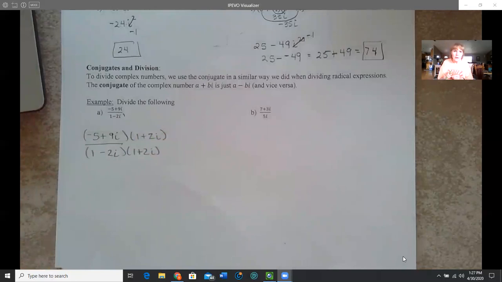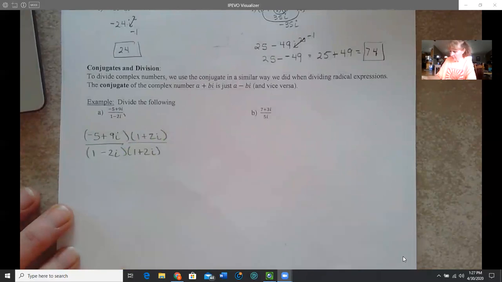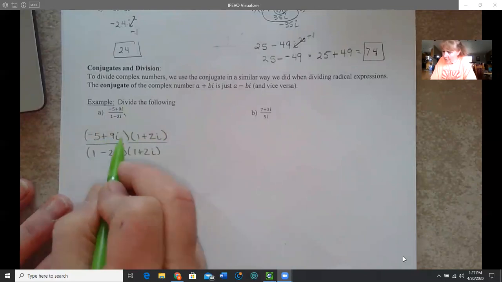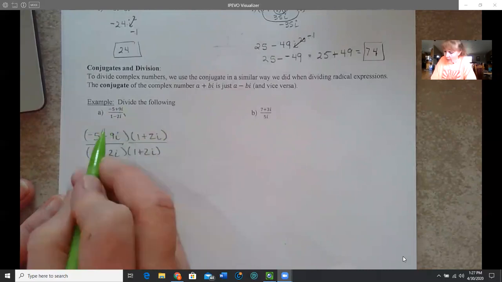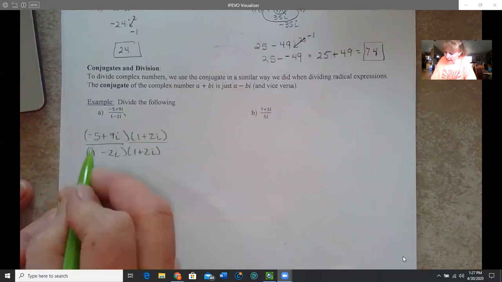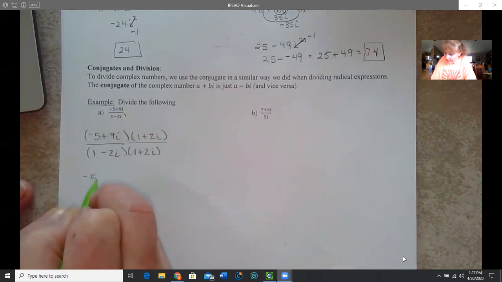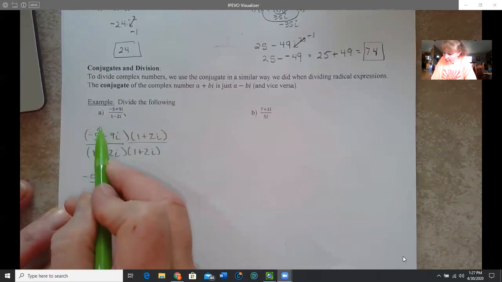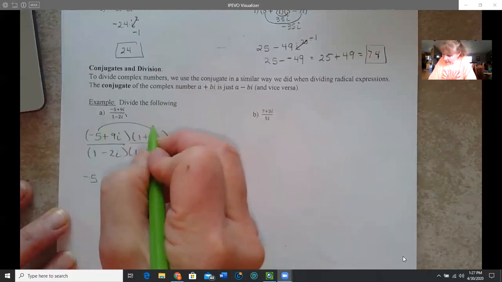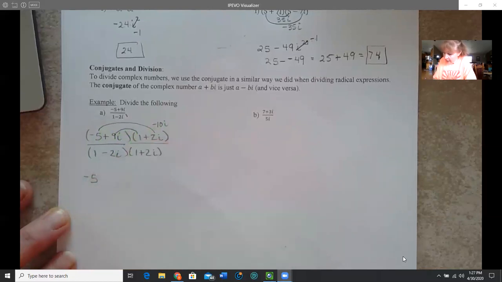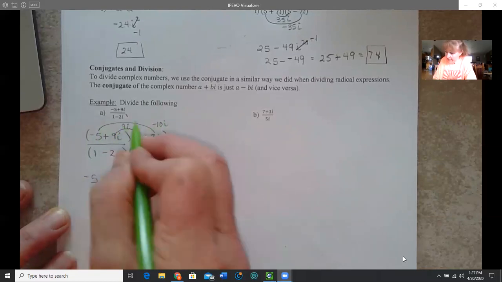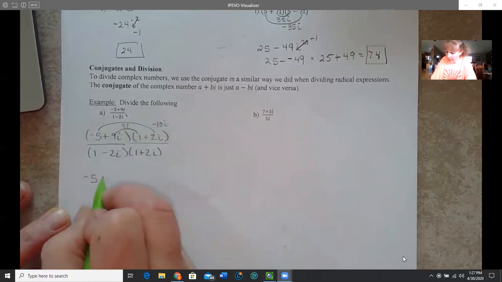So we're going to use our FOIL method twice here. I don't think they're as bad as the radicals, but maybe you think they're just as bad. We'll go ahead and do the numerator using the FOIL method. We take the first times the first. A minus 5 times 1 is a minus 5. Then the outside is a negative 10i. The inside, multiplying those, is a positive 9i. Adding them, we get a negative 1i.